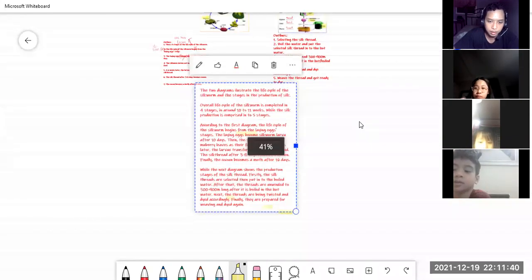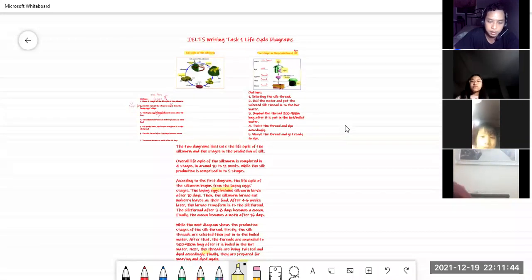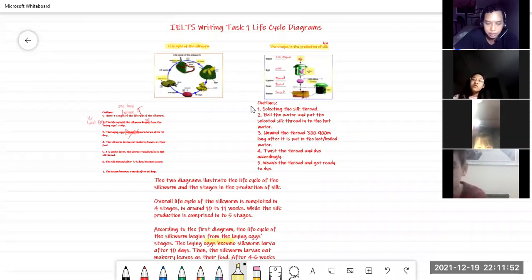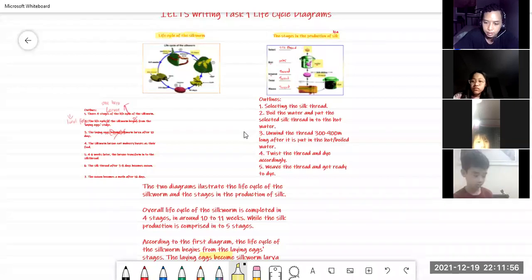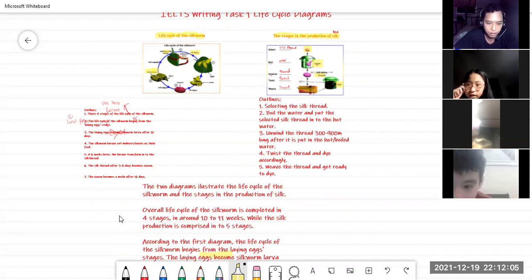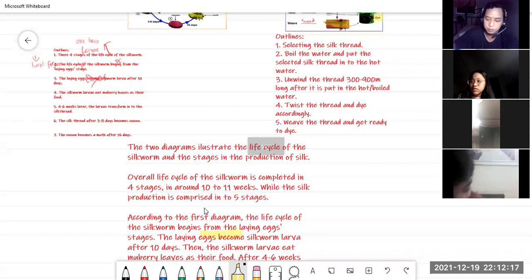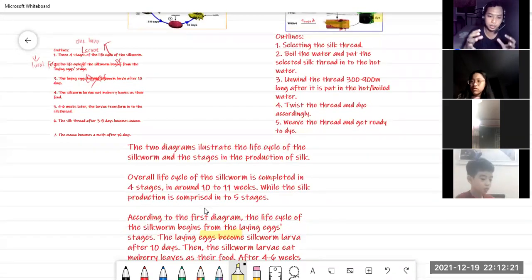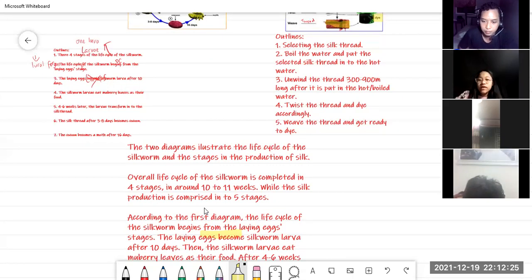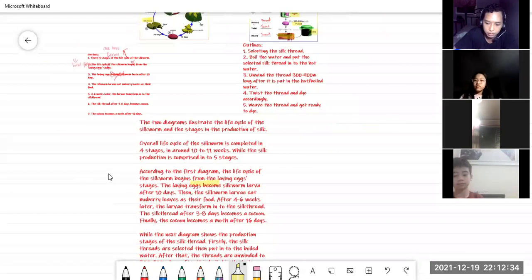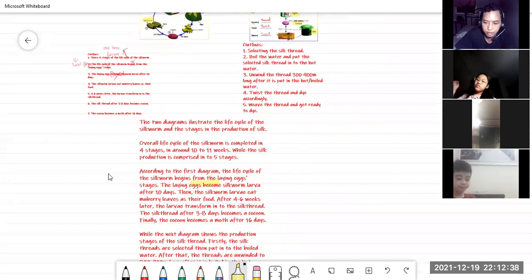So that's all about IELTS writing task 1, life cycle diagrams of the life cycle of the silkworm and the stages in the production of silk. Do you guys have any questions before we end our lesson today? Thui, do you have any questions? No. I have a question. What is comprise? Comprised. Well, the silk production is comprised into 5 stages. Comprised means put together into 5 stages. Yes, thanks. Next question. Do you have any other questions? Sok, do you have questions? No. Okay, very good.